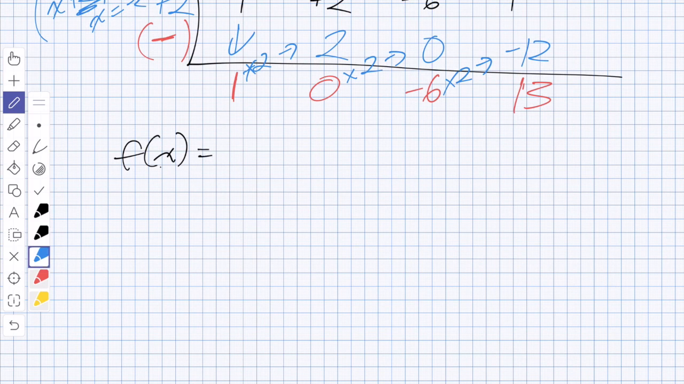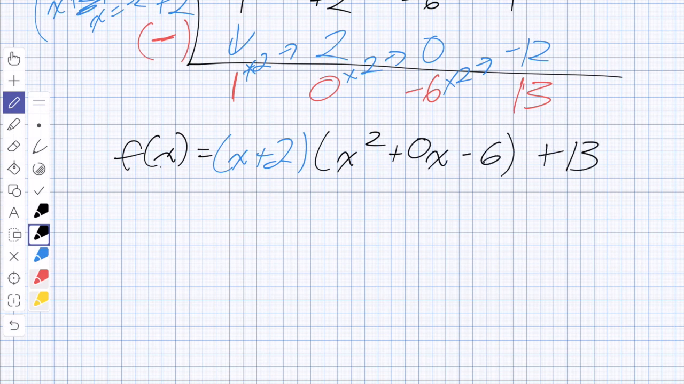So we would have our x plus 2. We still write it that way as if it was in brackets. And then we get x squared, you could say 0x if you want, minus 6, and then plus 13. 13 is the remainder. So those two things end up being the exact same. Does that make sense? Okay, great.